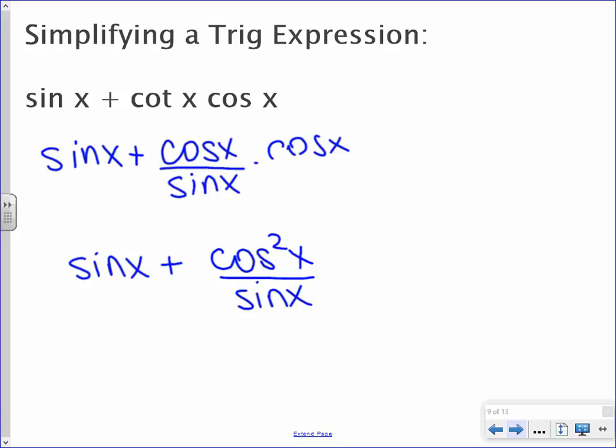We multiplied this up to here. We multiplied cosines together. And then sine. Darby? Maybe if you get it so that sine of x has a denominator of sine of x, then you can add them together. Okay, good. Anytime we're adding two expressions together, if one is a fraction, in order to be able to add or subtract them, the other one needs to have the same denominator. So, in order to create like denominators, we can multiply the sine of x by sine of x over sine of x. So then we can have like denominators.